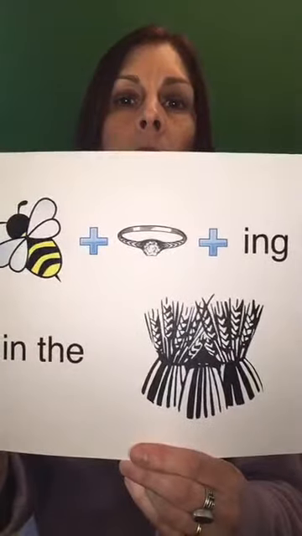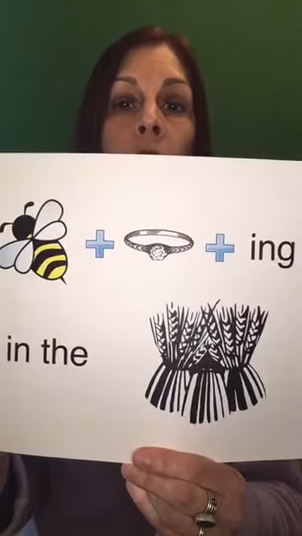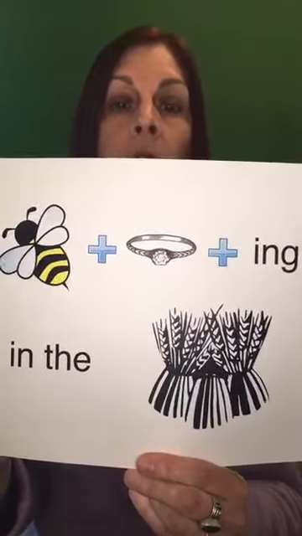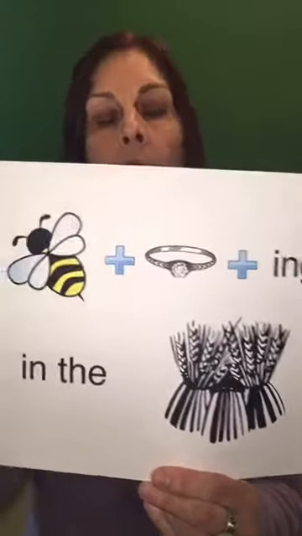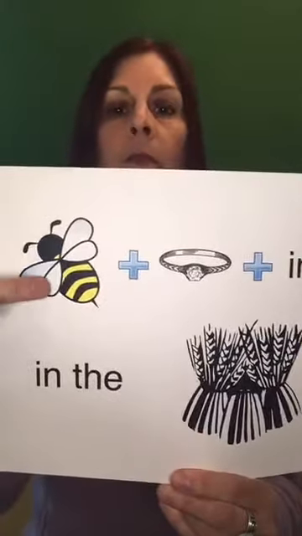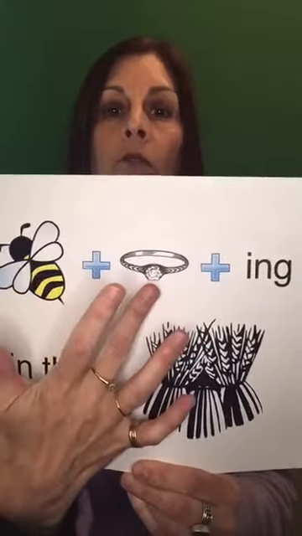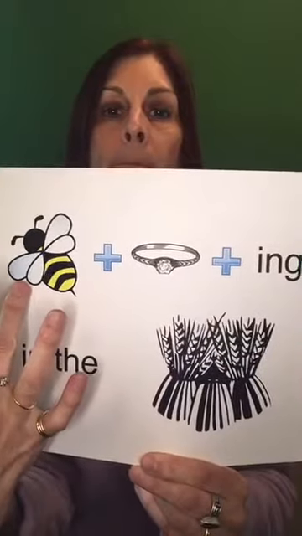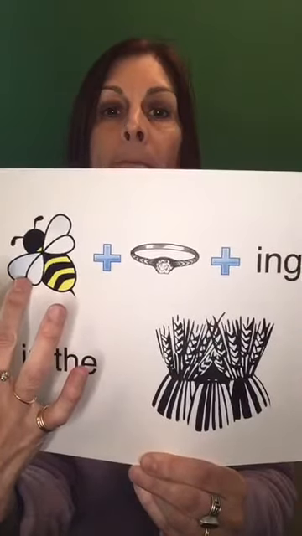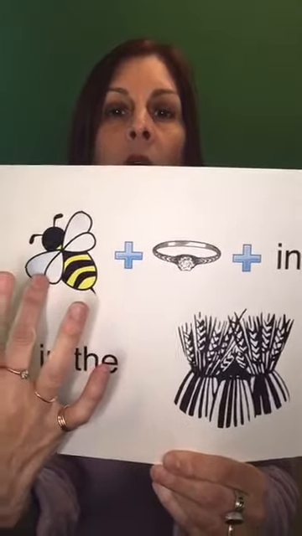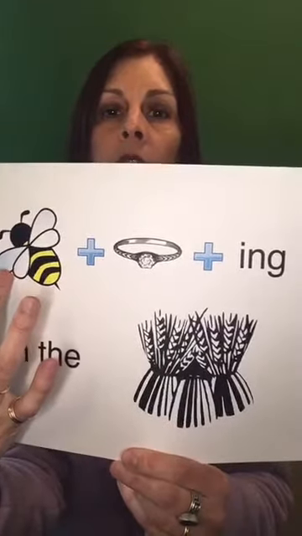Here's another one. And again, you might be able to just show this to your folks and they could come up with it. Some other groups I've done, I help them along. So we have be plus ring plus ing. So I tell them that's all one word. Be plus ring plus ing would be, they are. Yes. Okay.